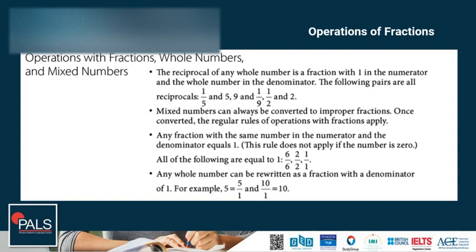The second one, mixed numbers can always be converted to improper fractions. Once converted, the regular rules of operations with fractions apply. Third, any fraction with the same number in the numerator and the denominator equals 1. Okay, this rule does not apply if the number is 0. All of the following are equal to 1: 6/6, 2/2, 1/1. They are all equal to 1.